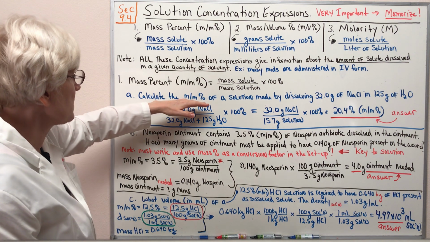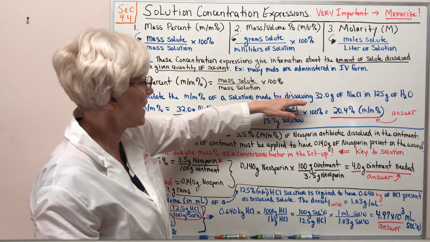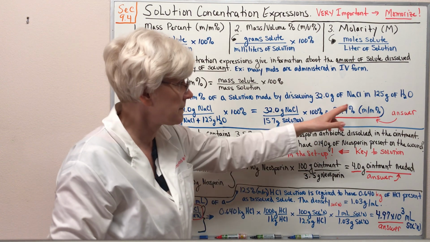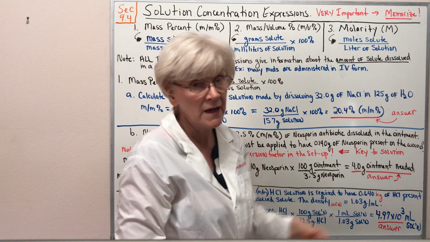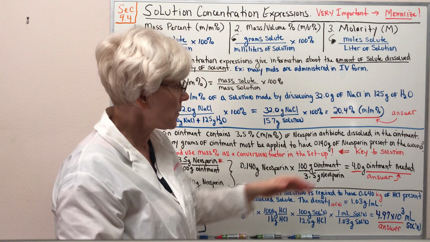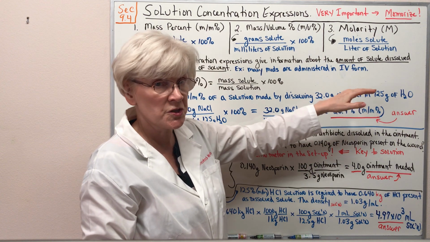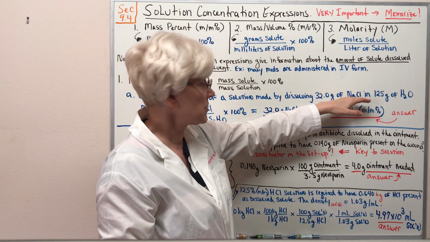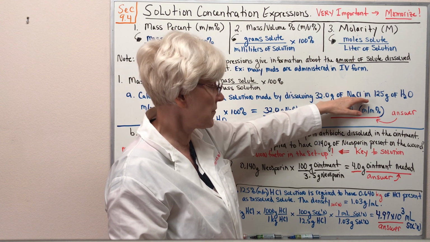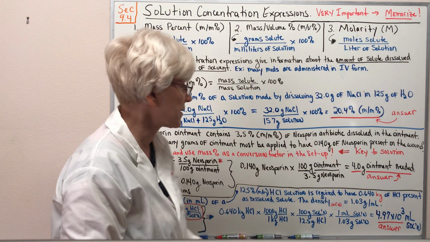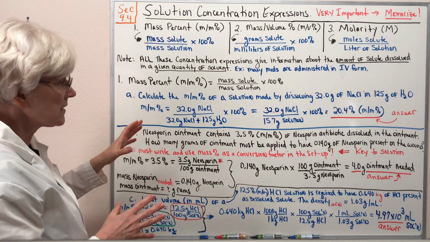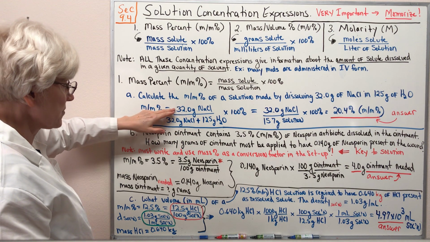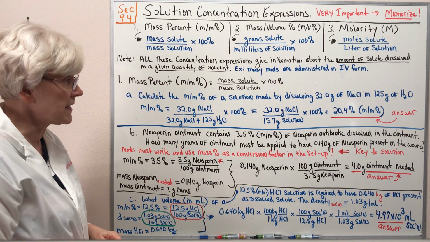So calculate the mass percent of a solution made by dissolving 32 grams of sodium chloride in 125 grams of water. So we're making a saline solution here, the healthcare term for a solution made of sodium chloride dissolved in water. So let's take a look at the data. Our solute is sodium chloride, and we are told that we have 32 grams of it.